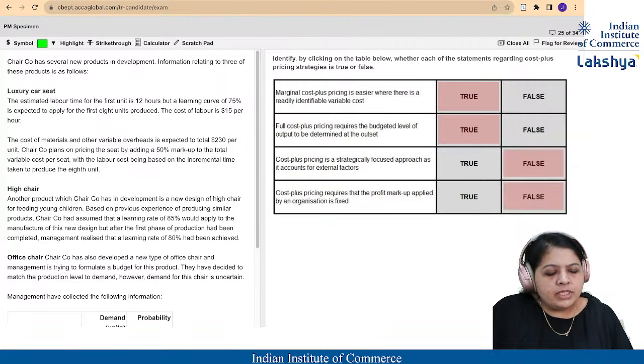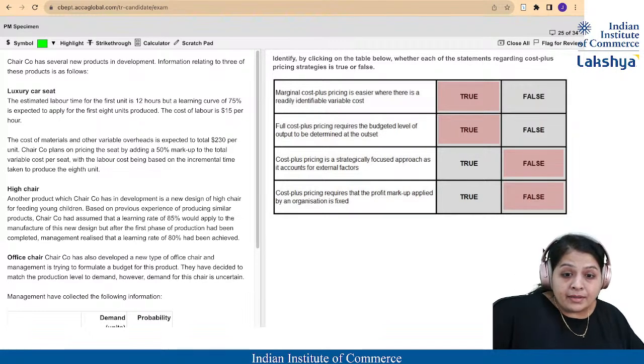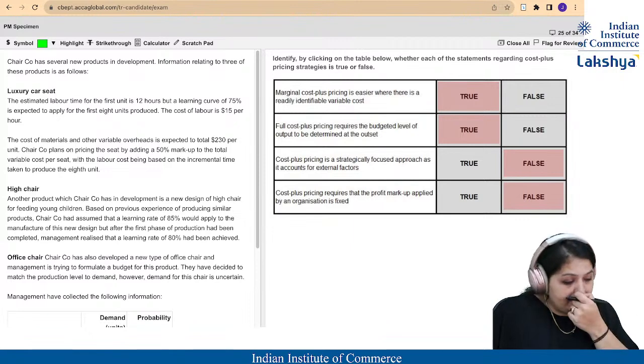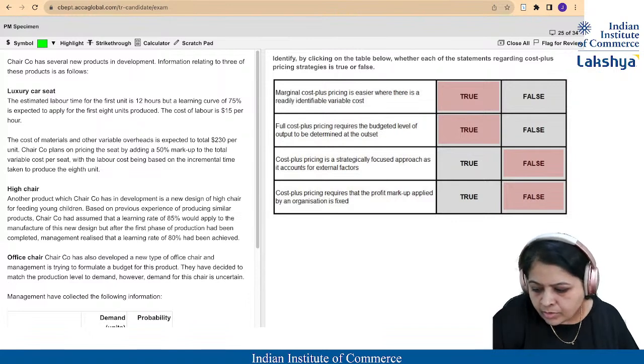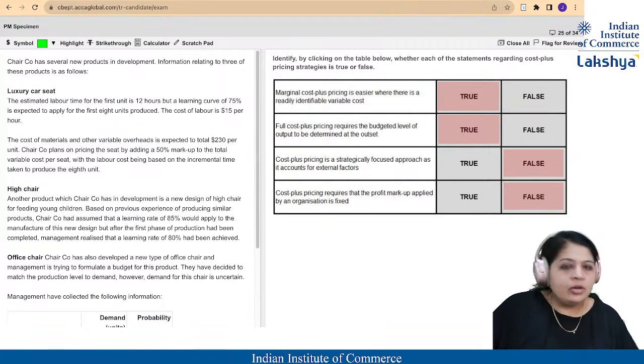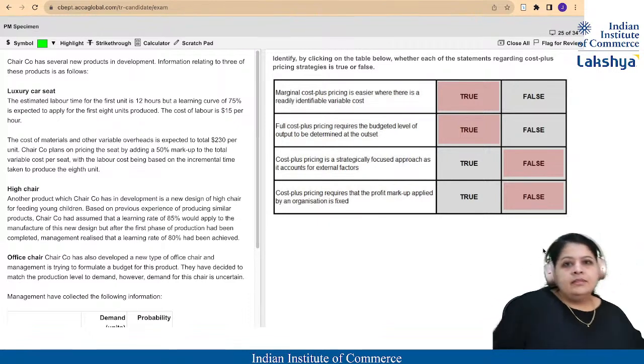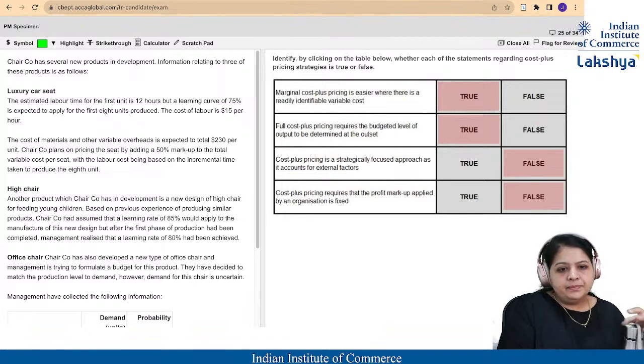You must have noticed there's a lot of theory also that is coming in, right? So it's not always necessary that you prepare for yourself as only a calculative paper. I mentioned it earlier also, and this specimen paper proves the same thing, that it is not completely a calculative paper.